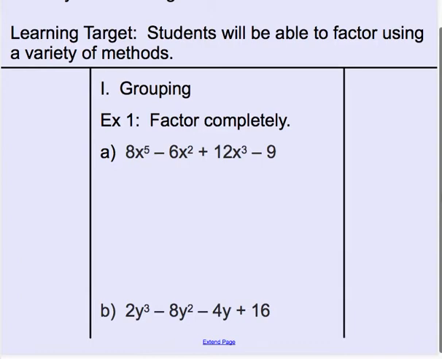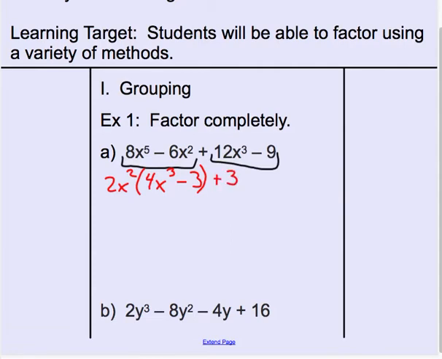So what you do is you kind of split your terms into groups of 2. And then you find the GCF. So 8x to the 5th, 6x squared, our GCF would be 2x squared. Dividing that out, we're left with 4x cubed minus 3. Second set, our GCF is 3, a positive 3.